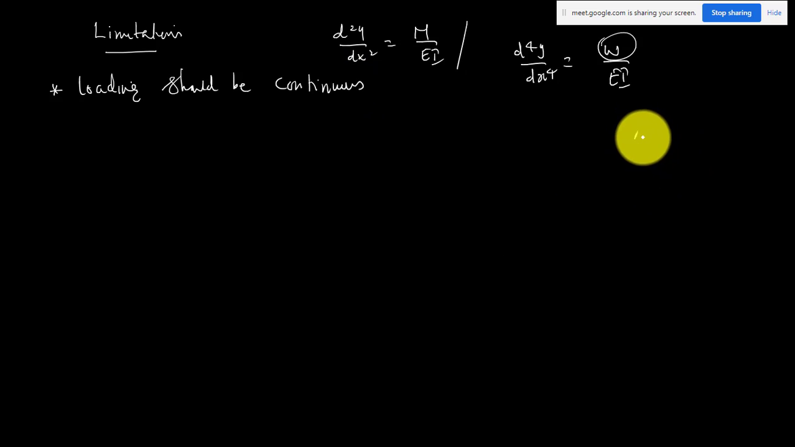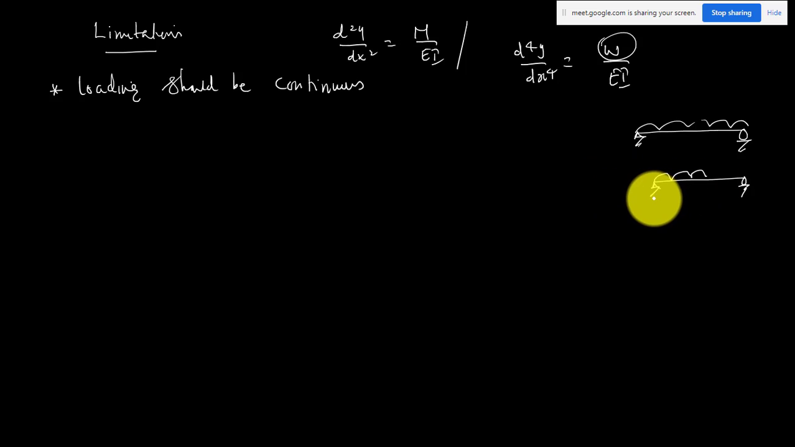Continuous means if we have a UDL, it should be there in the entire span. But some problems are given like this. Yesterday also I think I discussed. If a load is there on only a part of your beam, some UDL is there, in this case we cannot apply the double integration method, because your moment equation is going to vary. If you take a section here and a section here, the moment equation will not be the same. That is why we cannot apply the double integration method directly. This is the first condition.